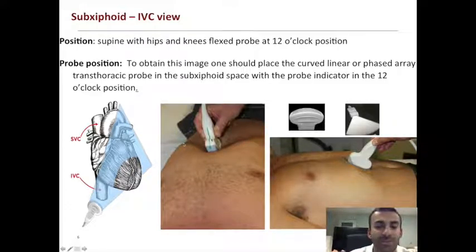So the indicator should be aiming at the 12 o'clock position with, again, either the low-frequency curvilinear probe or the low-frequency cardiac phased array probe. The 12 o'clock position is based on the reference of using the head or the nose as the 12 o'clock marker.